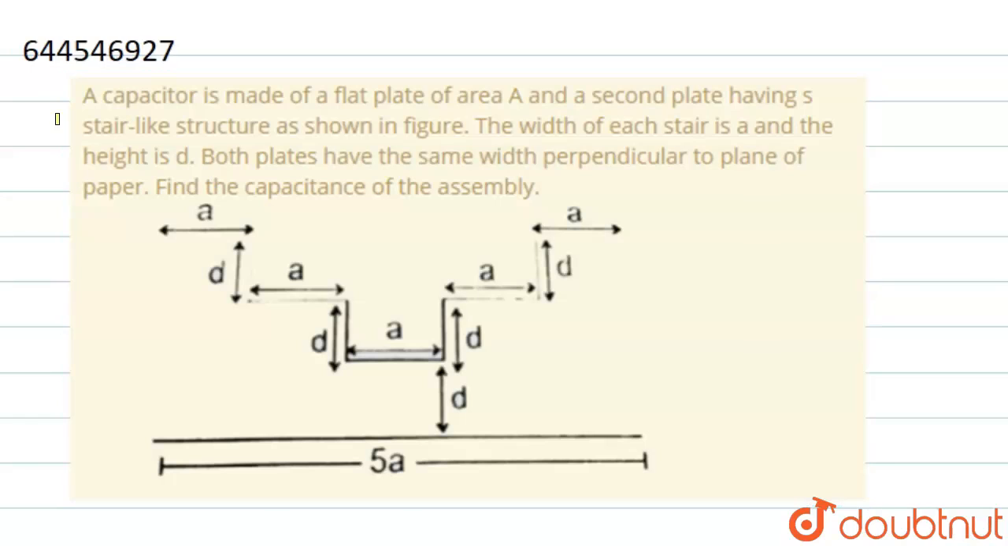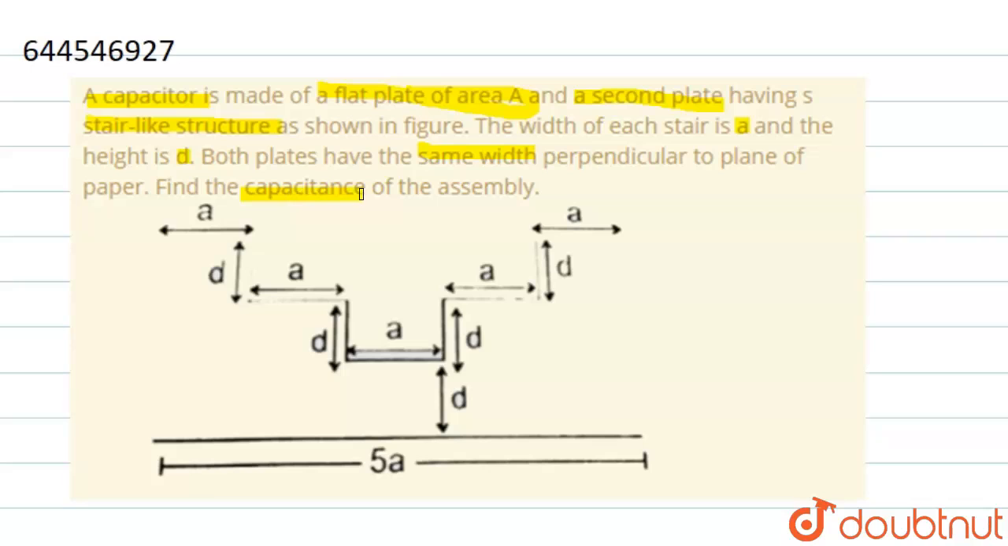Hello, dear student. The question says a capacitor is made of a flat plate of area capital A and a second plate having a stair-like structure as shown in the figure. The width of each stair is small a and the height is small d. Both plates have the same width perpendicular to the plane of the paper. Find the capacitance of the assembly.